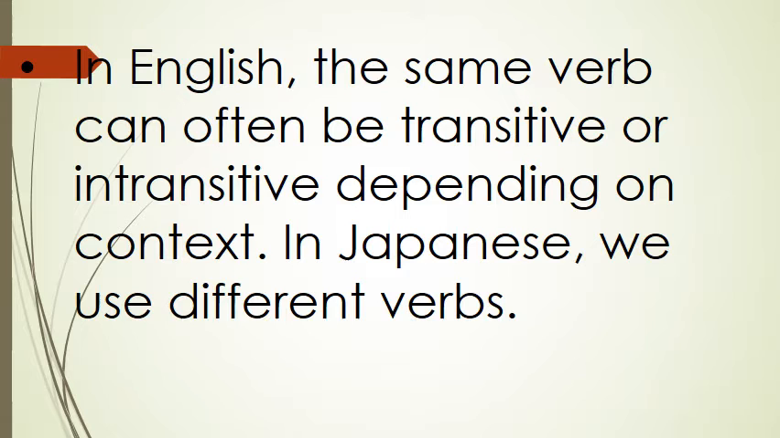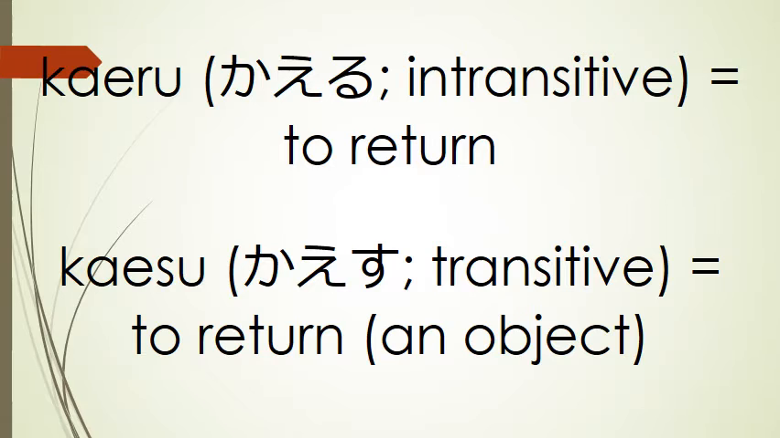Now, in English, the same verb can often be transitive or intransitive depending on the context. Like the example I just gave, the word return can be transitive or intransitive depending on how it's used. But generally, in Japanese, we actually use different verbs. We might have one verb that's transitive and then a companion verb that's intransitive. So, for example, a word we've already introduced, kaeru, to return, is intransitive. But the word kaesu, also to return, is transitive. This would mean to return an object.